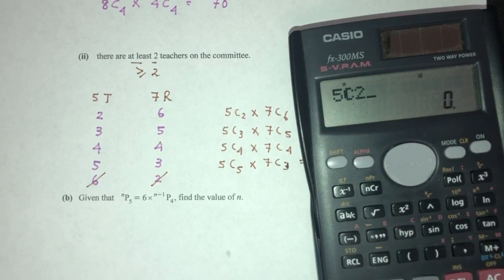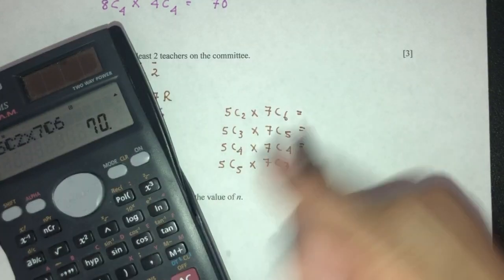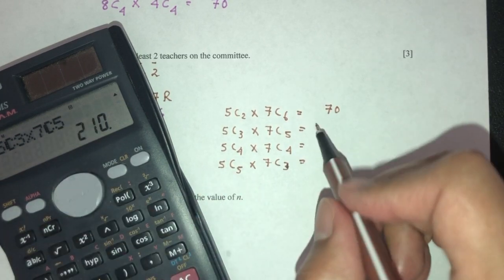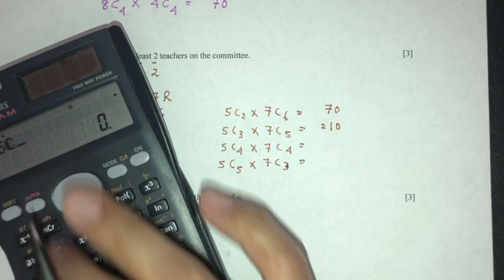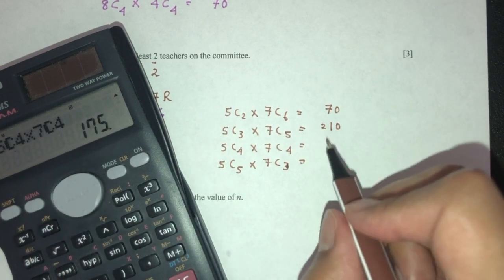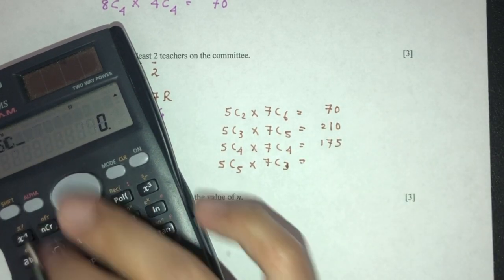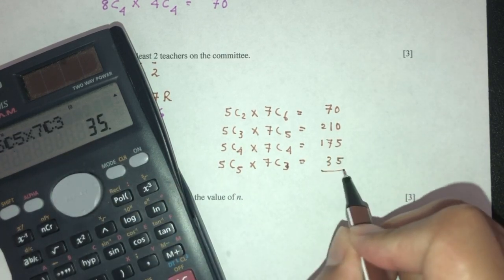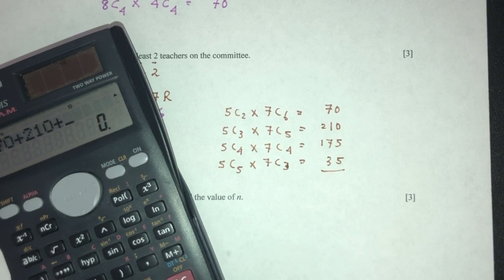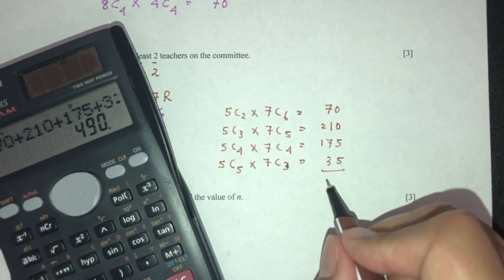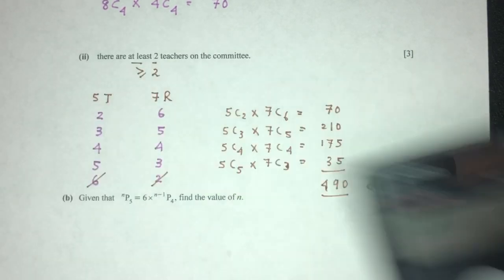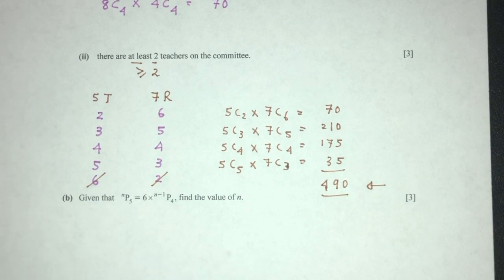So 5 choose 2 times 7 choose 6, that will be 70. 5 choose 3 times 7 choose 5 is 210. 5 choose 4 times 7 choose 4 is 175. 5 choose 5 times 7 choose 3 is 35. 70 plus 210 plus 175 plus 35, that will be 490 as your answer after looking at all the cases possible. There are obviously other ways of doing this question. It is up to you to choose which one you like to use.